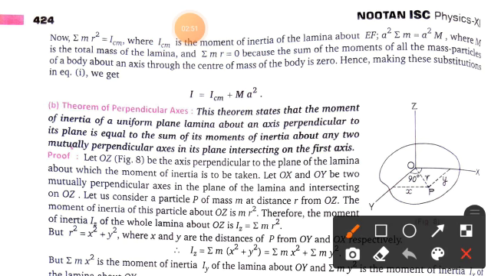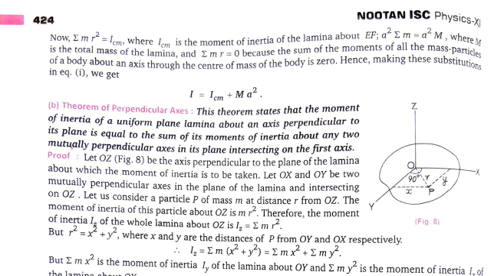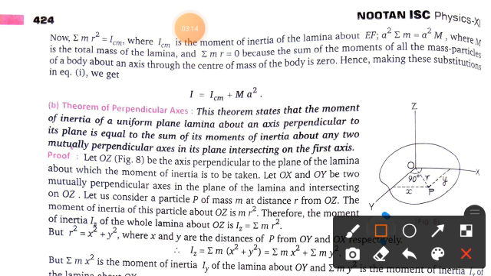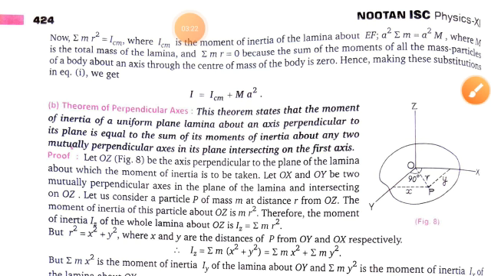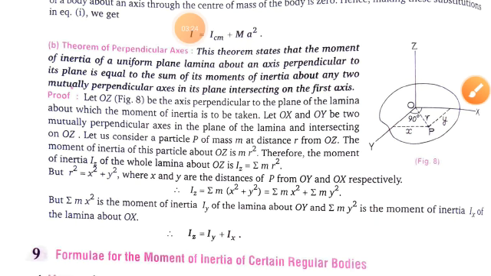And a square summation of m is equal to a square M, where M is the total mass of the lamina, and summation of m r equals 0, because the sum of the moments of all the mass particles of a body about an axis through the center of mass of the body is 0. Hence, making the substitution in equation 1, we finally get I equals ICM plus Ma square. This is your theorem of parallel axis. These two theorems are very important, so read them properly.